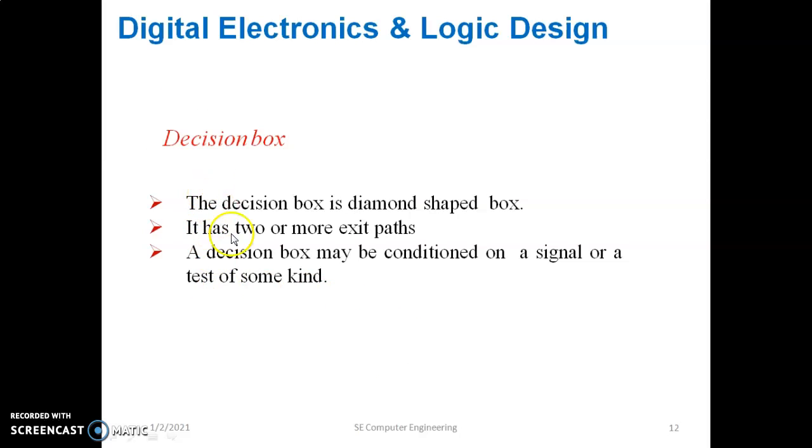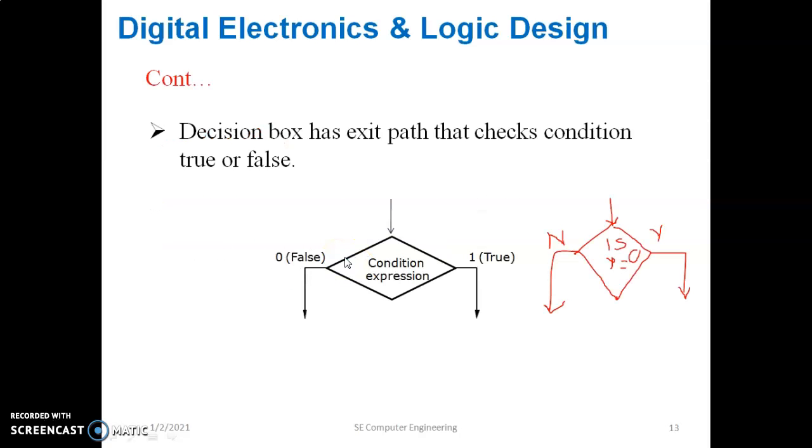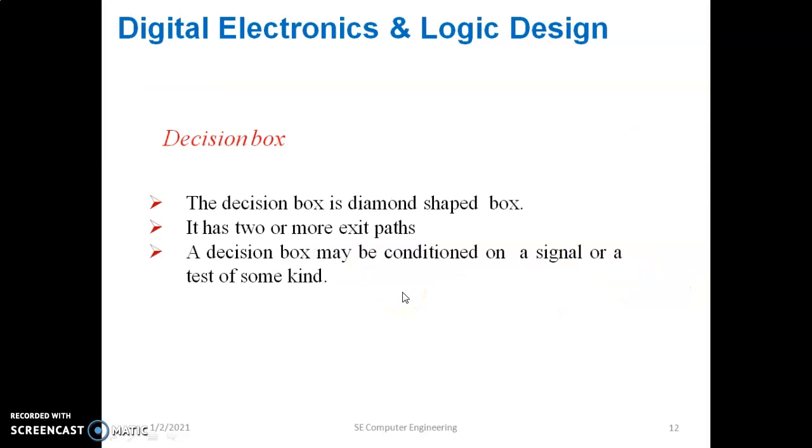Next is the decision box. What is the decision box? The decision box is a diamond-shaped box. It has 2 or more exit paths. This is the symbolic diagram for the decision box. The state box and decision box are very useful in the ASM chart. After the state box, the path goes to the decision box, and after the state, what decision will be taken according to the conditions will be decided by the decision box.